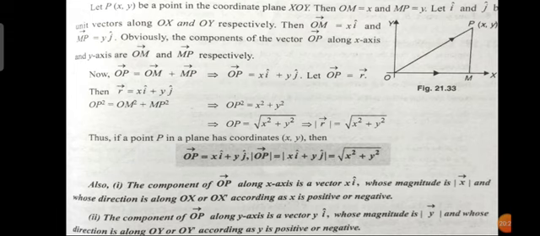That is, vector OP, as per the triangle law of addition, is vector OM plus vector MP. That is, OP is x i cap plus y j cap. We are just naming x i cap plus y j cap as r, so OP is r cap.